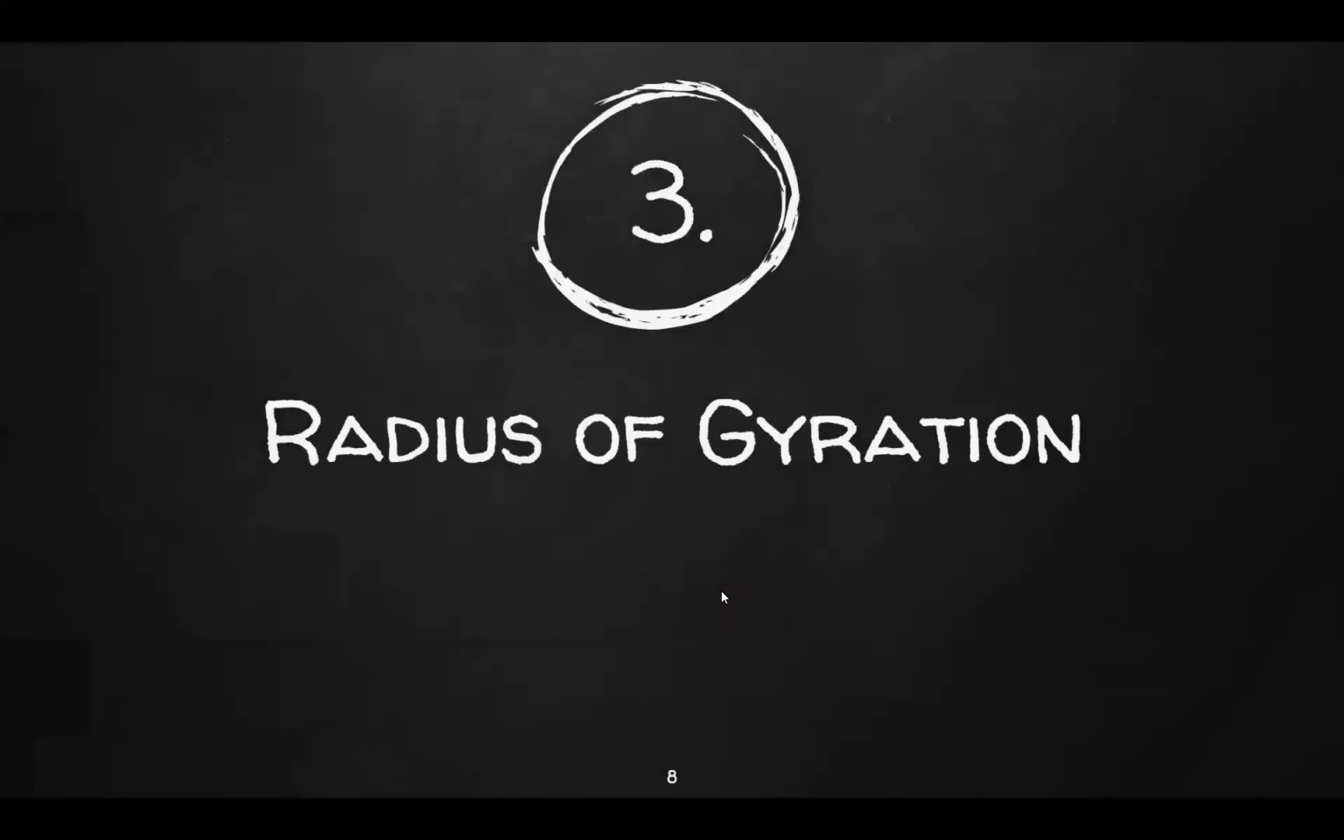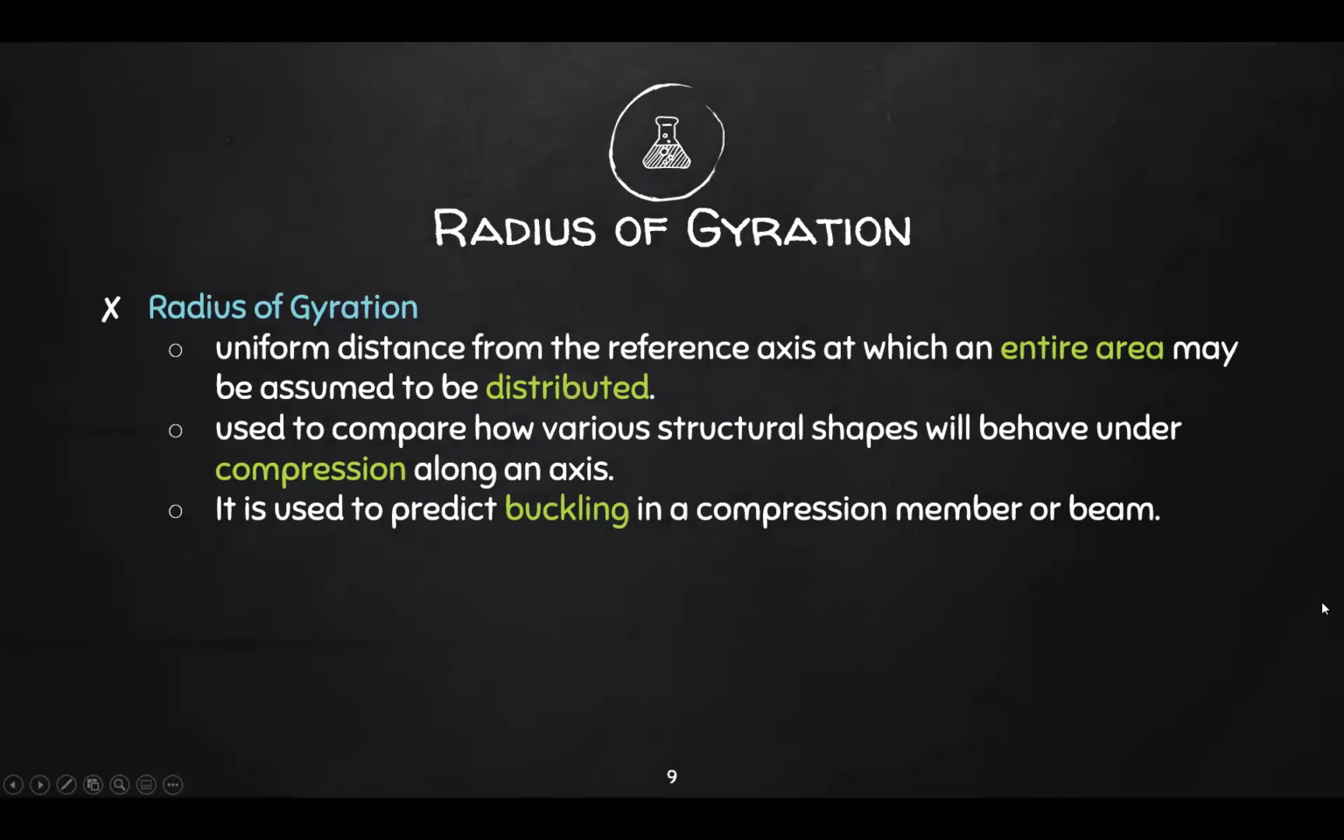Next, radius of gyration. So what is radius of gyration? It is the uniform distance from the reference axis at which an entire area may be assumed to be distributed. It is used to compare how various structural shapes will behave under compression along an axis. And here it is used to predict buckling in a compression member or beam. Once again, radius of gyration is just a term used in our equation for strength of materials.